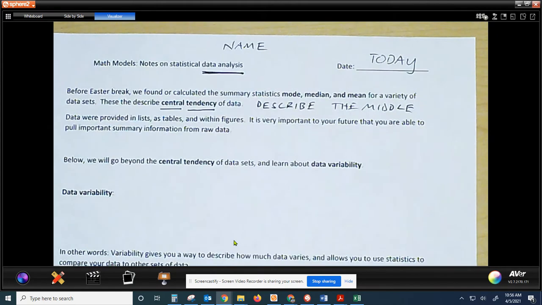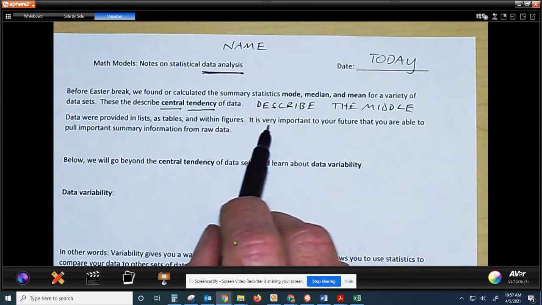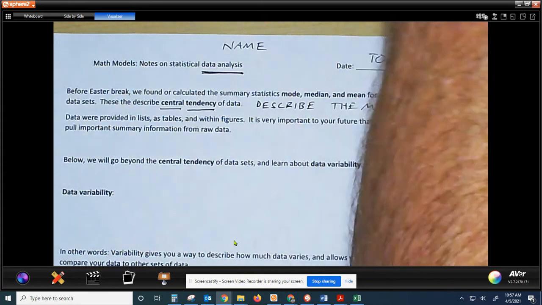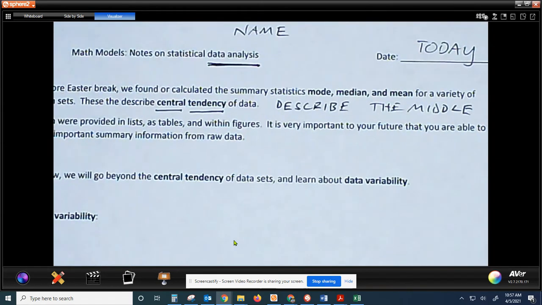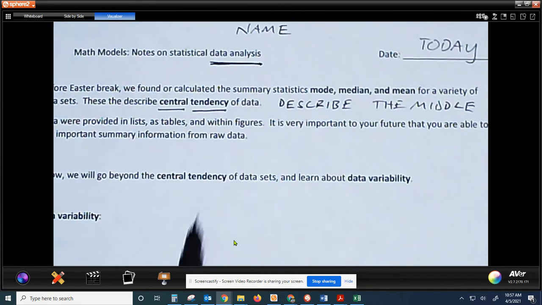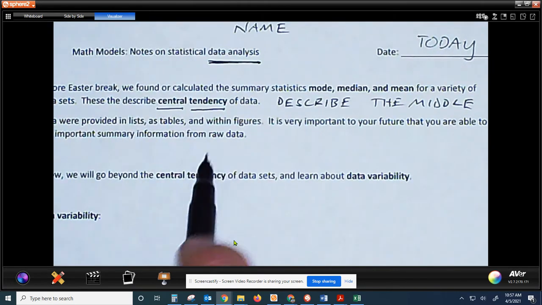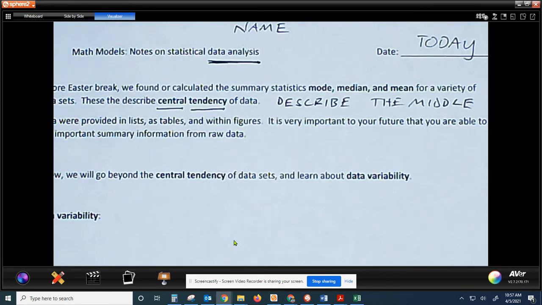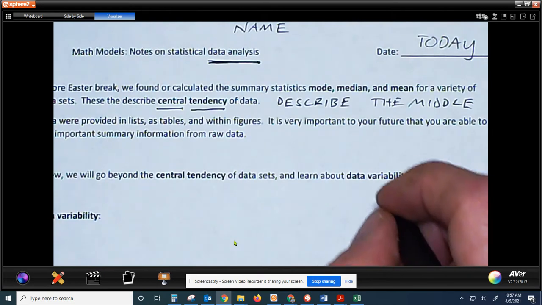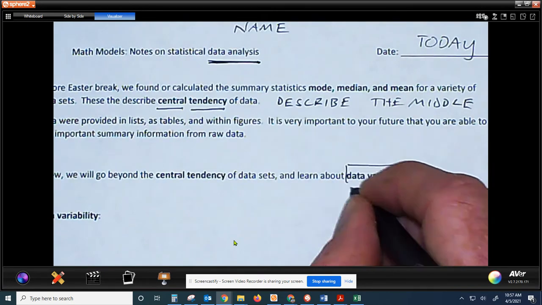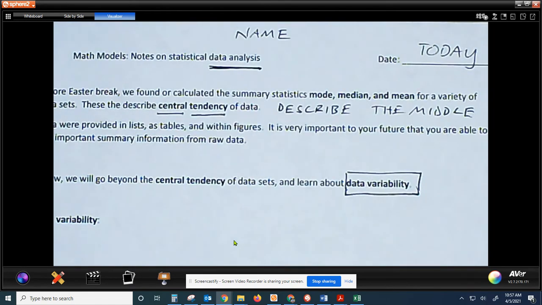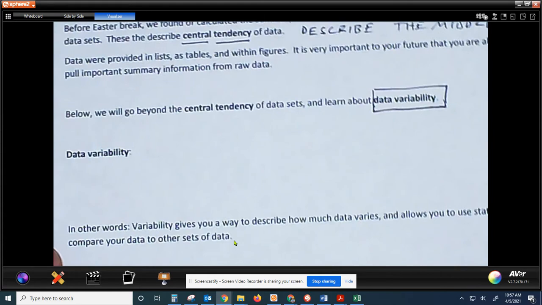So we've seen data in lists, tables, and within figures. It's very important for your future that you're able to pull important information out from raw data. I'll try to zoom in even more so you guys can see. So you want to pull information out of raw data, not just describing the middle, but the new piece today. We will go beyond central tendency and we will talk about data variability. So data variability is a new definition for today. I'm going to add it here.